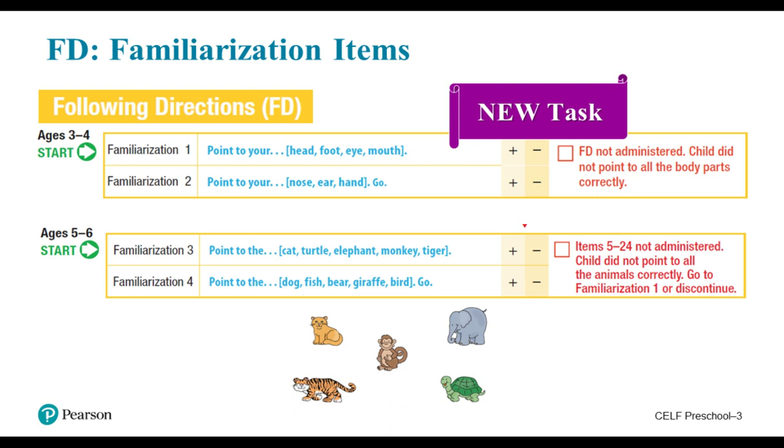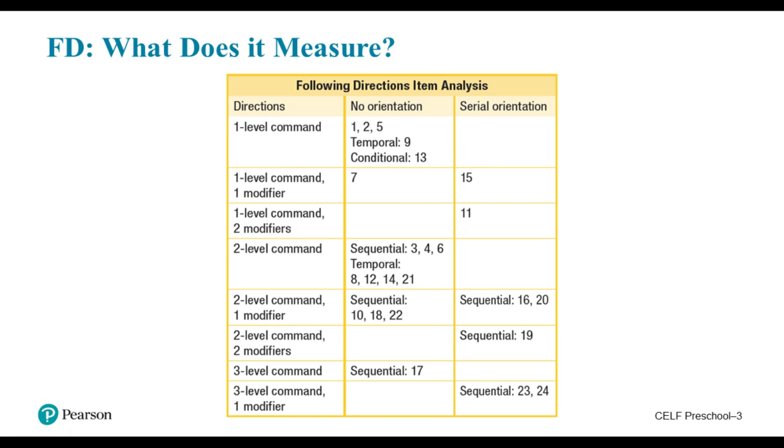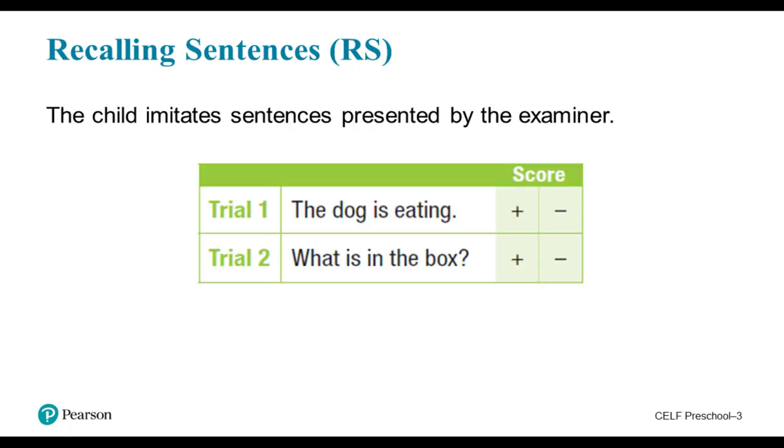And for ages 5 through 6, we have a familiarization task that uses pictures. So point to the cat, the turtle, the elephant, and so on. Notice over to the right that you do not administer the actual test items for following directions if the child does not respond correctly to all parts of the familiarization task. So what is this one measuring? Again, the item analysis section will show you. Definitely from the first column, you could see we look at the number of directions. We also look at the complexity of directions from a 1-level command to a 3-level command, some of which would include modifiers. We also look at the type of command. Are you using a temporal command, conditional command, sequential command? And then we also look at maybe no orientation or serial orientation. So again, you'll be able to identify the specific types of skills with which the child is struggling.